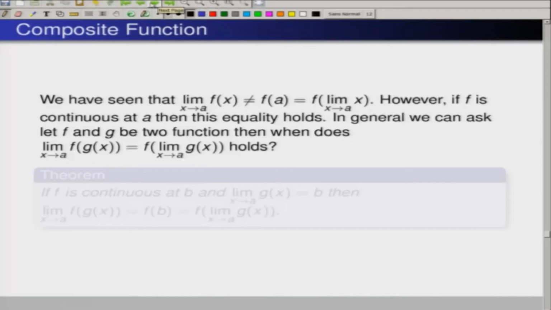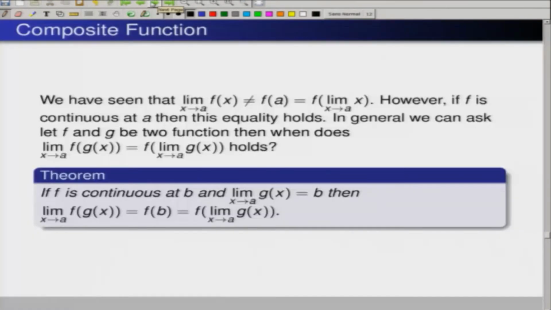So, this question we can ask ourselves: suppose I have functions f and g, and a composite function. Limit x goes to a, f composed with g of x, which is f of g of x. Is this equal to f of the limit? Can I bring the limit inside this f? Can I interchange this limit? That is the question one can ask.